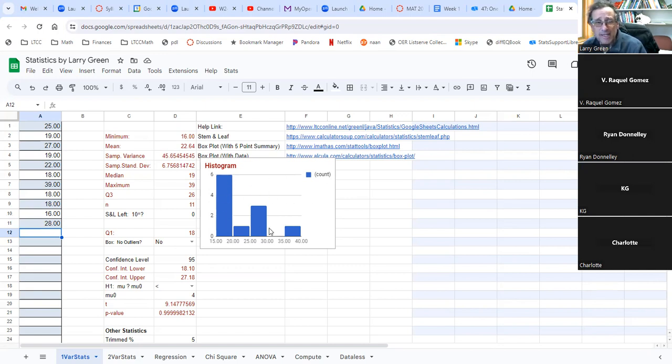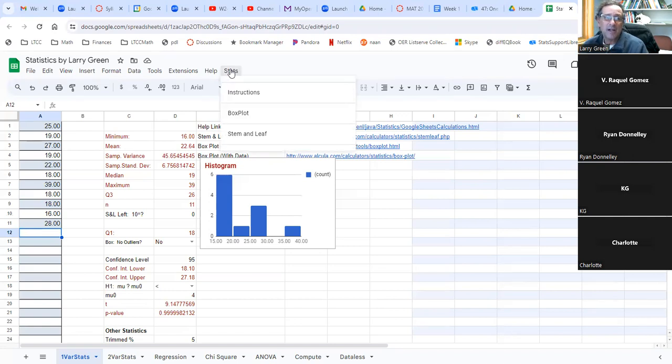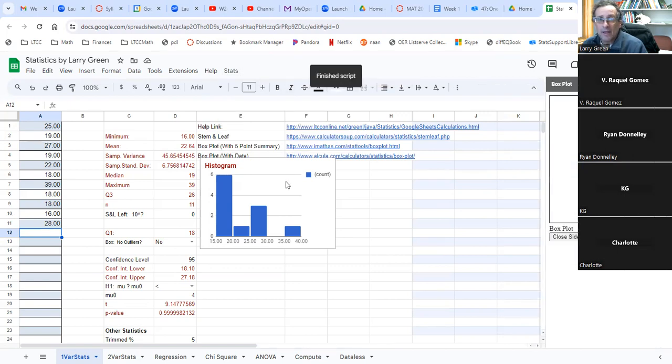Okay, so that's one of the charts. There's other charts too. If you go in the spreadsheet, if you go to stats, and we go to box plot, I do want to let you know that when you go to box plot the first time, it's going to give you a warning that you might get some kind of virus from this computer, the code I wrote.